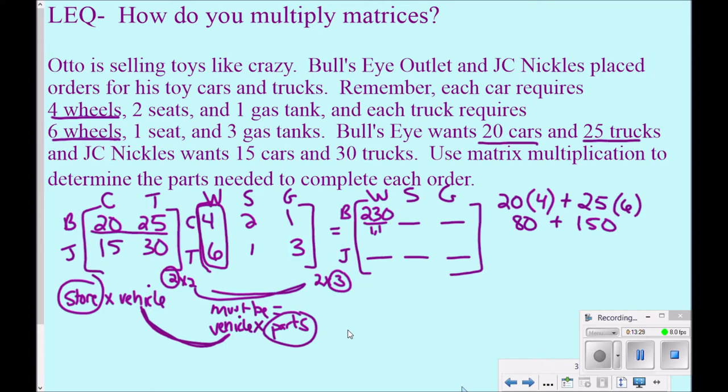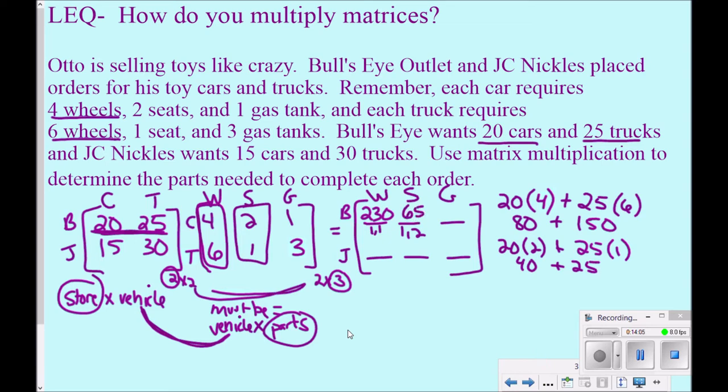So if I don't have the story to go off of to help me, and I'm just trying to multiply matrices, I'm going to get this next blank, which is the 1, 2 blank. 1, 2 means first row and second column. So I will do 20 times 2, and I'm going to write this. This is my work. And I'm going to add 25 times 1. And 20 times 2 is 40, and 25 times 1 is 25. And when I add those, I'm getting 65.